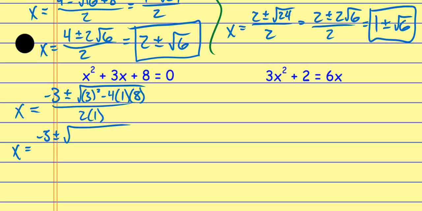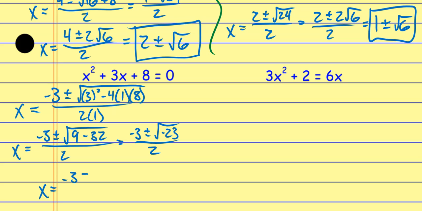-3 plus or minus the square root, that's going to be 9 minus 32. I don't like how big that square root was. Okay, so 9 minus 32, all over 2. I continue to simplify when I subtract these. That's a negative 23. I continue to simplify. I can take an i out of that. So that's going to be x equals -3 plus or minus i root 23.